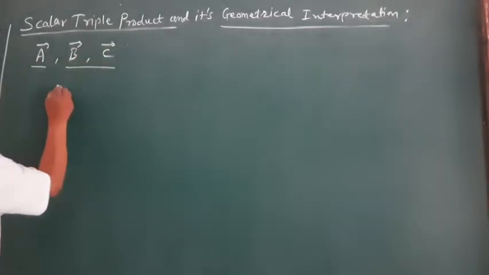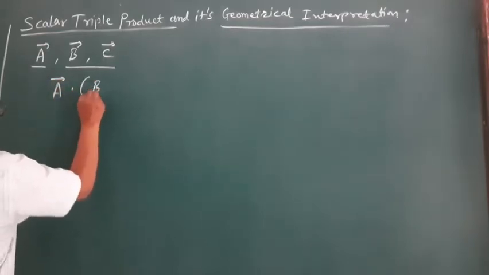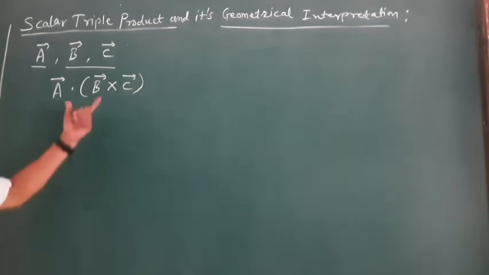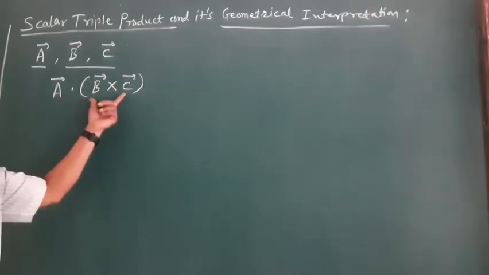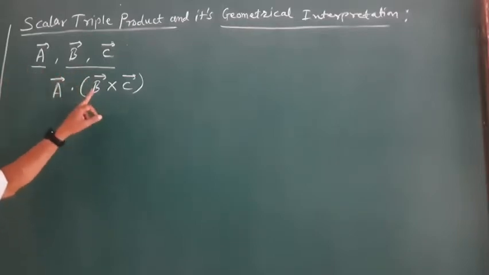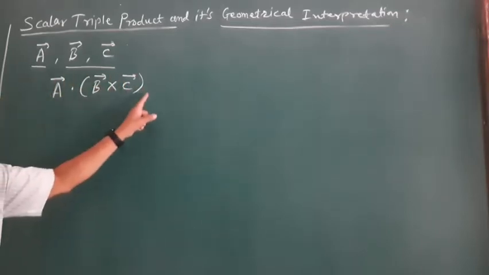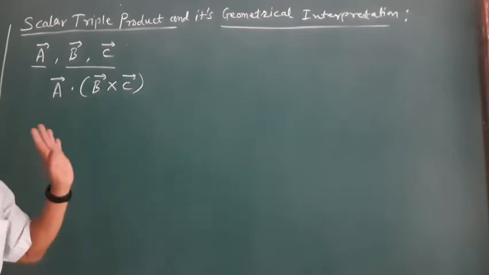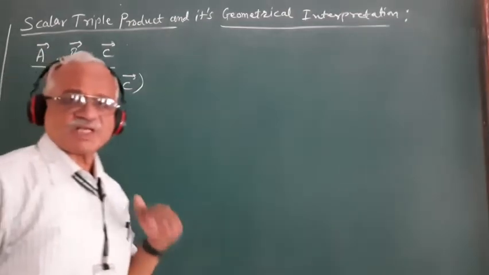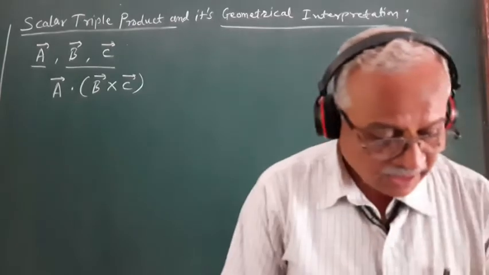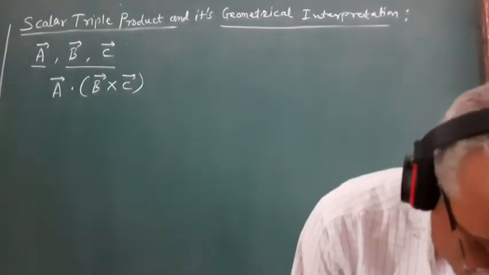So, the scalar triple product of the three vectors can be expressed as A bar dot B bar cross C bar, because this bracket results in a vector, and if we take the dot product of this vector with the vector A bar, the resultant quantity will be a scalar. So this type of multiplication of the three vectors is called the scalar triple product.